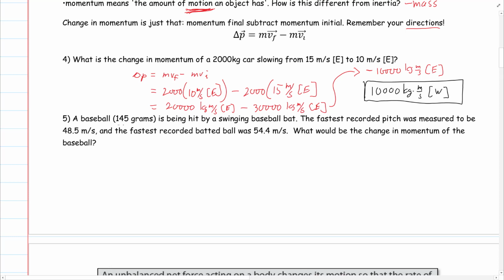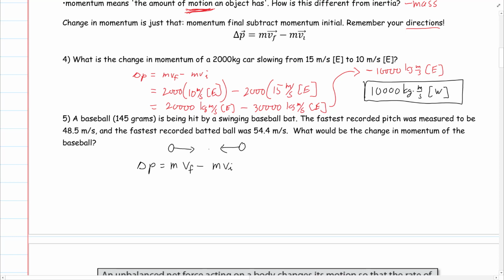A baseball, which is 145 grams, is being hit by a swinging baseball bat. The fastest recorded pitch that I Googled was measured to be 48.5 meters per second, and the fastest recorded batted ball was 54.4 meters per second off the bat. What would be the change in momentum of the baseball? So the baseball is headed this way to begin with, and then after the bat, it's headed that way. It's smacked back. Just think one-dimensional right now. So the change in momentum is mvf minus mvi.